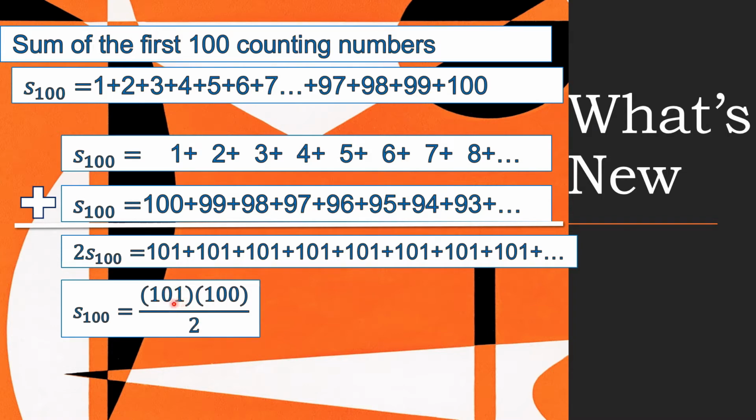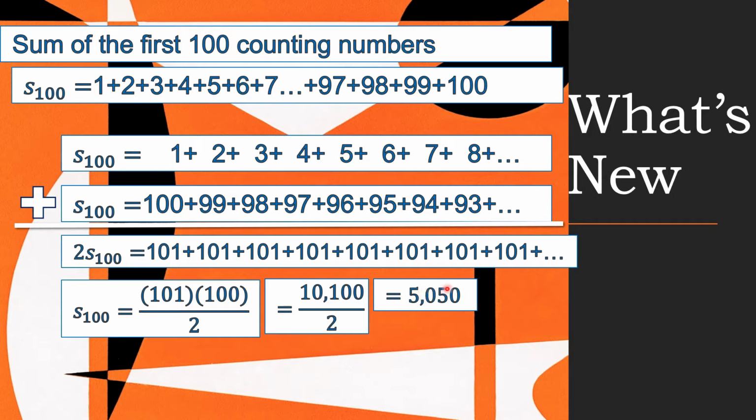So pag sinolve niya to, 101 times 100, that is equal to 10,100 and divided by 2, that is equal to 5,050. So, nung binigay niya to sa kanyang teacher, na-amaze yung teacher. Kasi, maski yung teacher niya, nahirapang mag-solve. Samantalang siya, few minutes lang, na-solve na niya ang sum of the first 100 counting numbers. Yan ang sekreto ni Carl Friedrich Gauss.